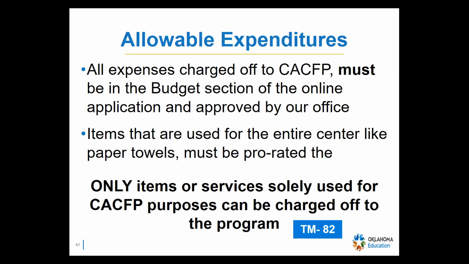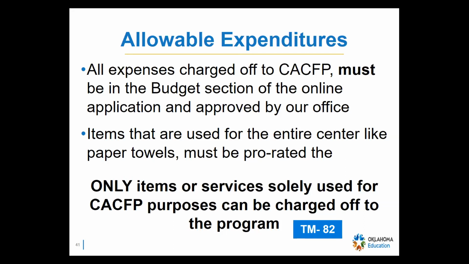So again, going back to the allowable expenditures, all expenses charged off to CACFP must be in the budget. And then all items that are used for the entire center. So this is a lot for daycare centers, but it could also be for your school district. So say you're just an at-risk program, but you're operating out of a church. Say you buy paper towels. Well, those paper towels are for you, they're for the kitchen, and they're for the rest of the church, or for the rest of the center. You have to prorate the cost. So the cost must be prorated.